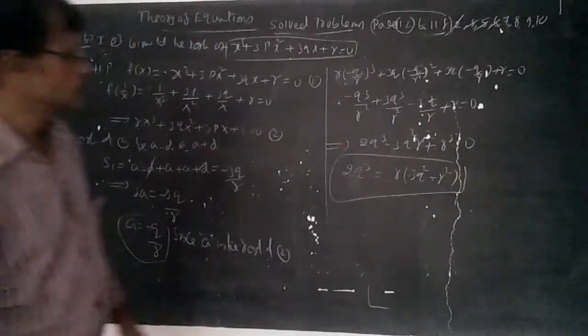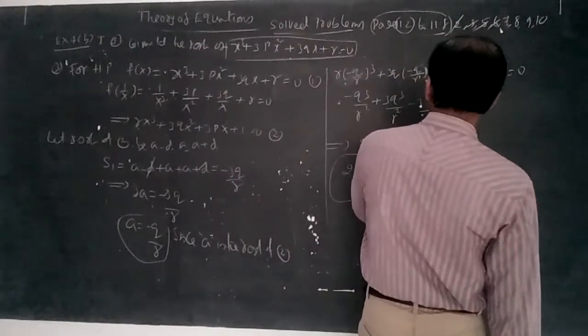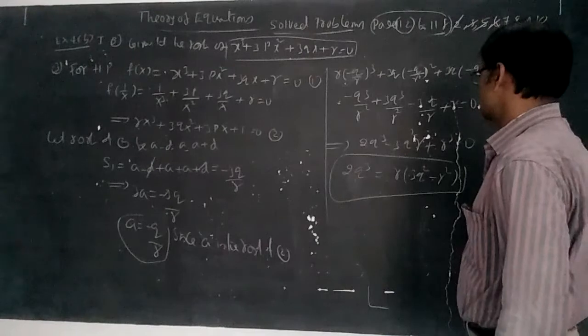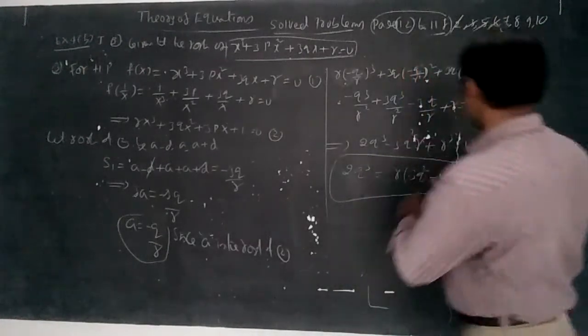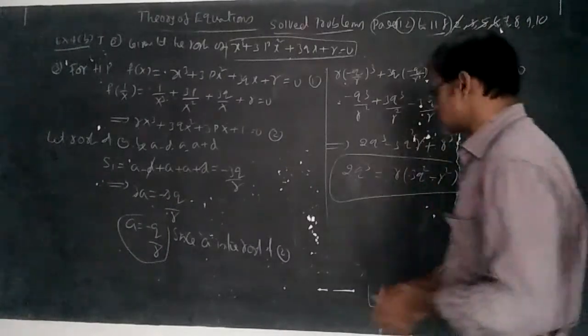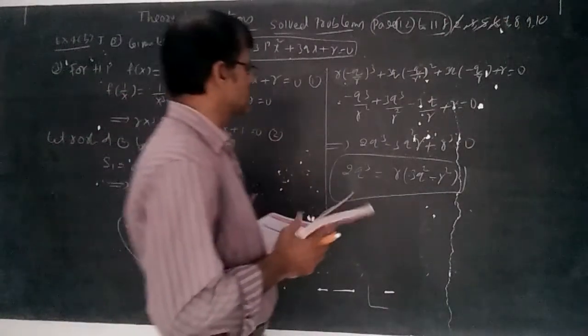Whenever r square is the LCM, we take r common. It is correct, but according to the condition we got here, 2q cube is equal to r into 3p cube minus r.